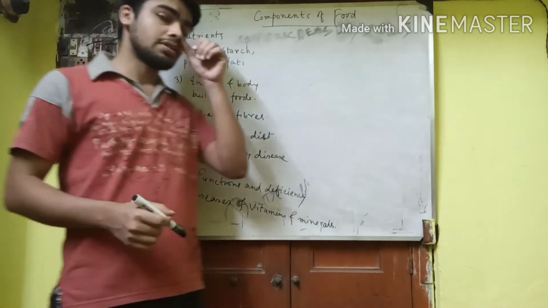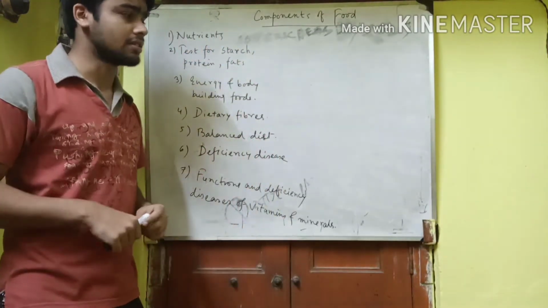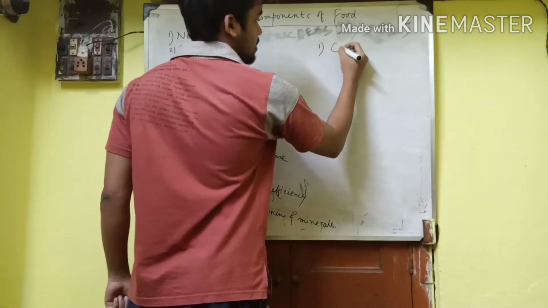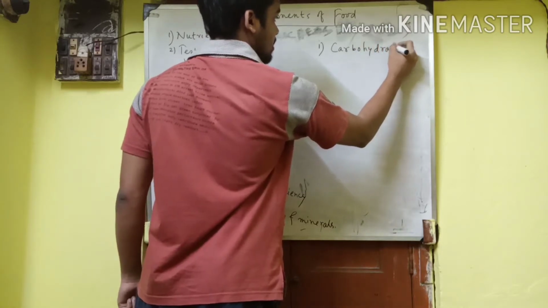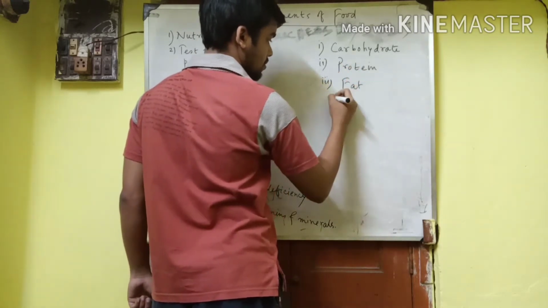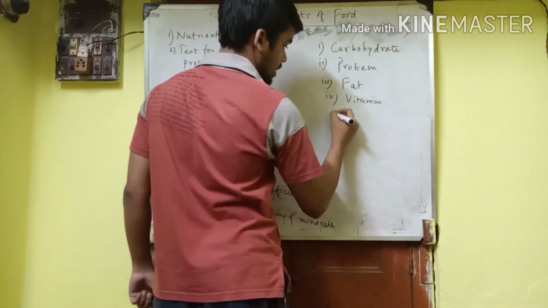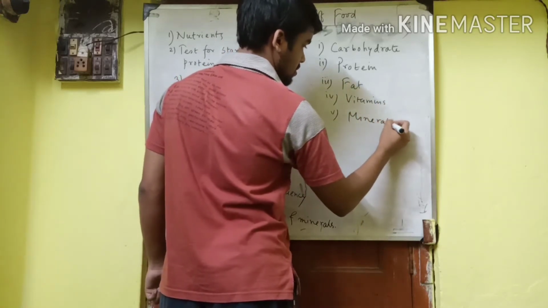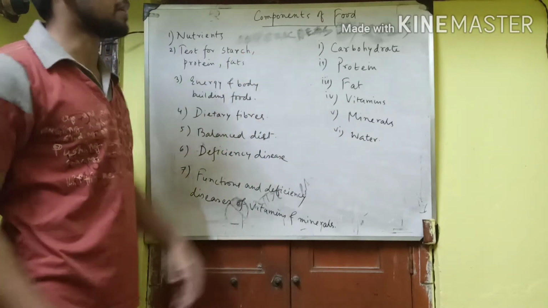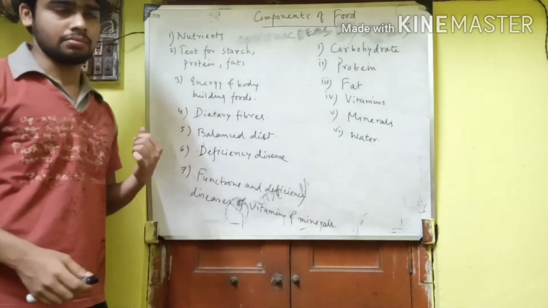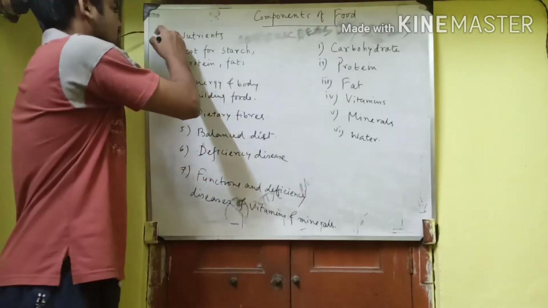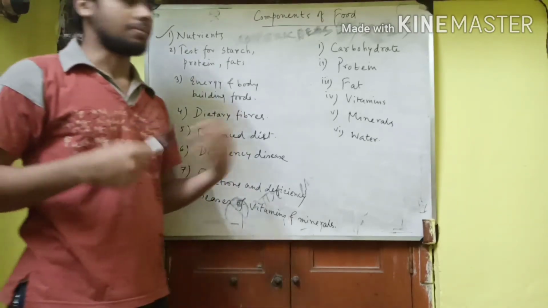So the basic six nutrients that our body needs for body development and for providing energy are: first, carbohydrate; two, protein; three, fat; four, vitamin; five, minerals; and six, you all know, water. Water is life. These are the main nutrients needed by our body in the form of food. The nourishment of our body by the nutrients is called nutrition.